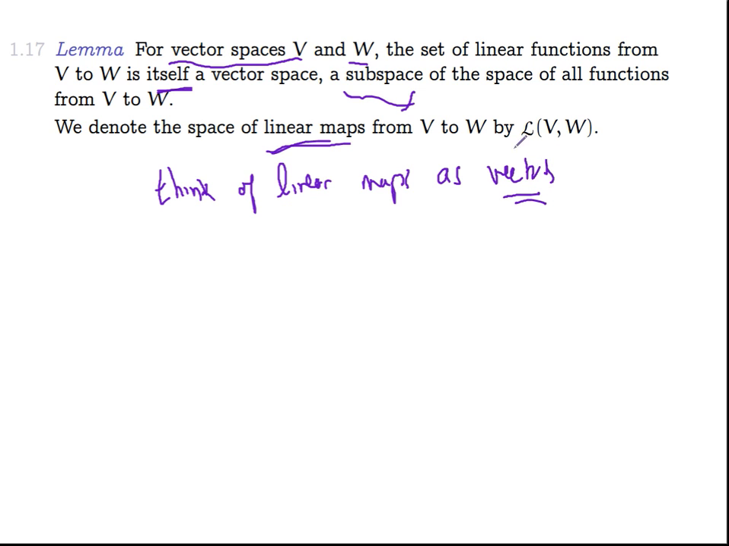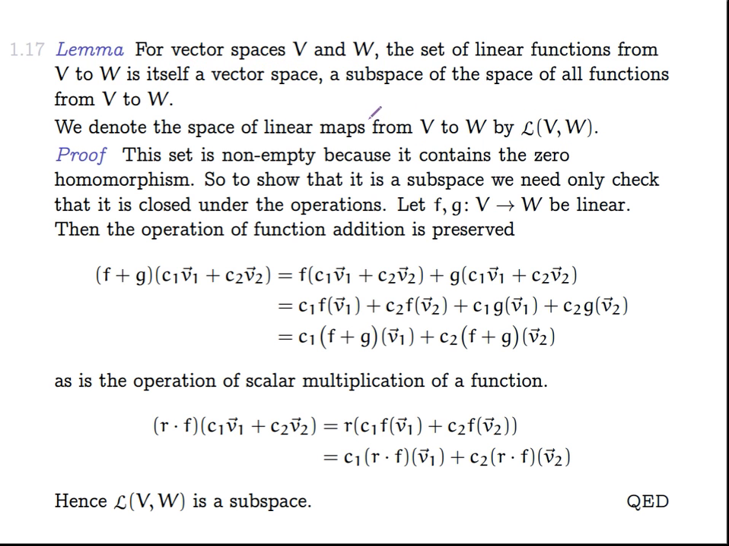Okay, now this may seem very difficult if you think of vectors as arrows, but remember we also have thought about functions as vectors. So the vectors don't have to just look like arrows. And we denote the space of all linear maps from V to W by script L of V, W. And we'll prove this lemma shortly, that in fact the set of all possible linear maps from a vector space to another is itself a vector space.